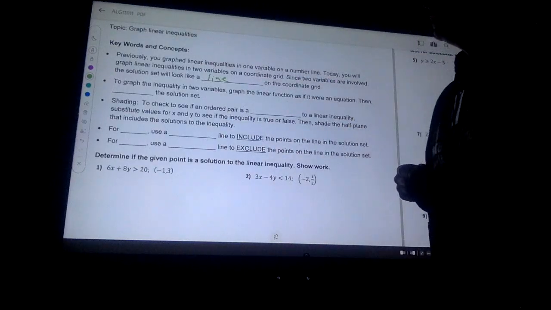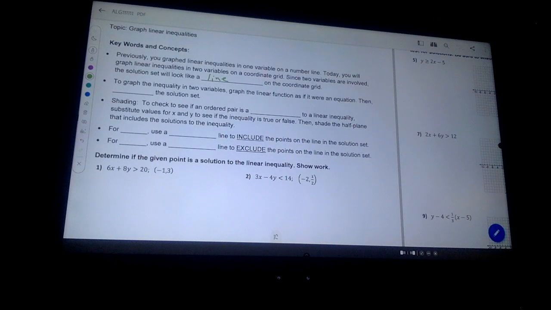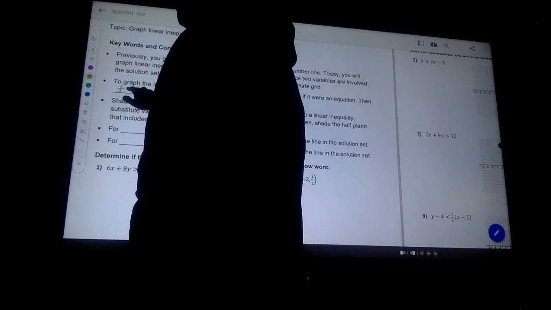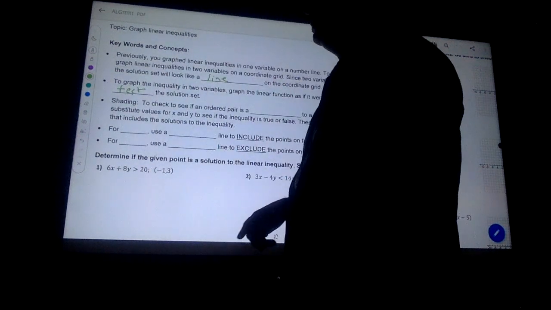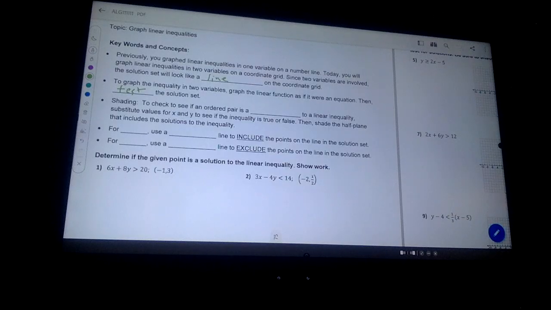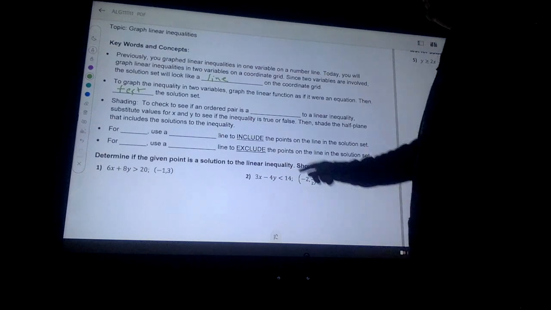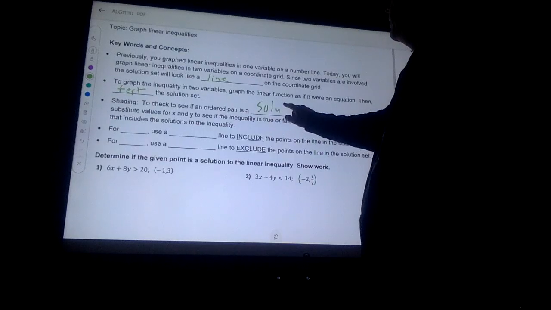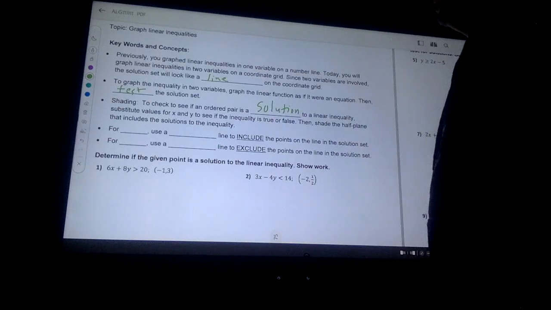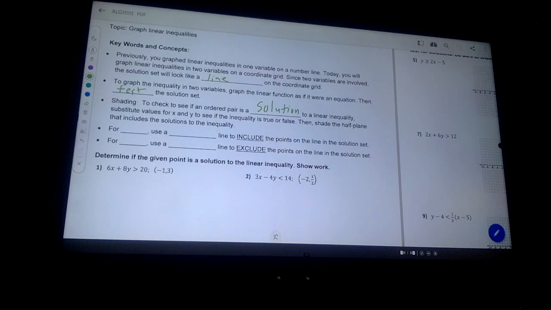okay? To graph the inequality in two variables, graph the linear function as if it was an equation, then test the solution set. I think that's what we're supposed to put here. If I use different words than your teacher, I'm sorry. Shading, to check to see if the ordered pair is a solution to the linear equation or linear inequality, substitute the values for x and y to see if the inequality is true or false. Then shade the half of the plane that includes the solutions to the inequality.